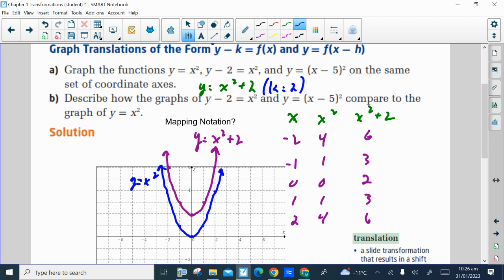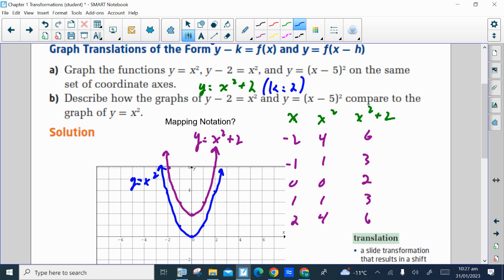H is hooked directly onto the x with a plus or a minus. If there is an h value, the x minus h will be in brackets. Whatever happens to the x will happen to the x minus h. In this case, the x is squared. If there's an h value, the x minus h will be all squared, which is what the next equation is. When we graph x minus 5 all squared, that will be an h value because it's hooked directly onto the x with a plus or a minus. Whatever happens to the x happens to the x minus h. In this case, the x is squared, so the x minus h is all squared.